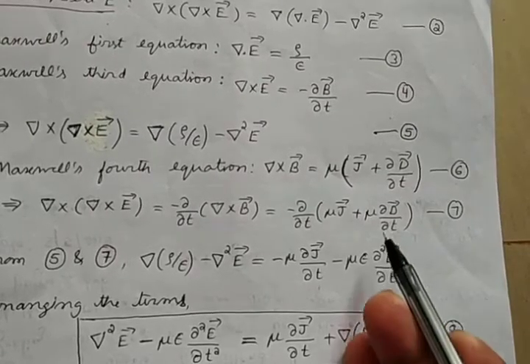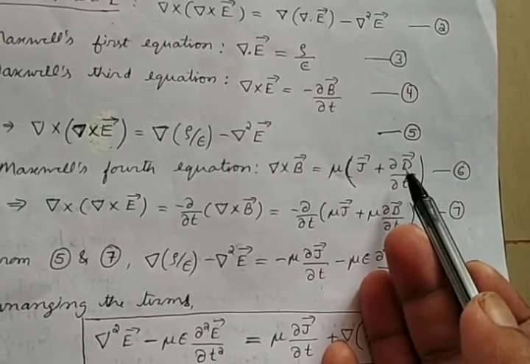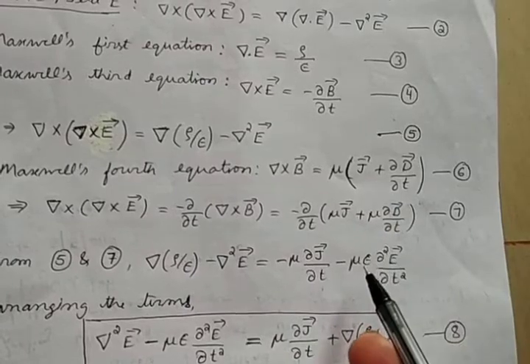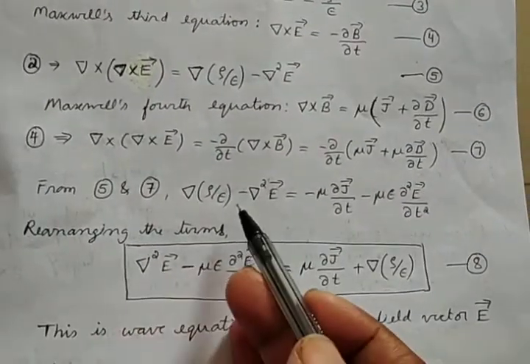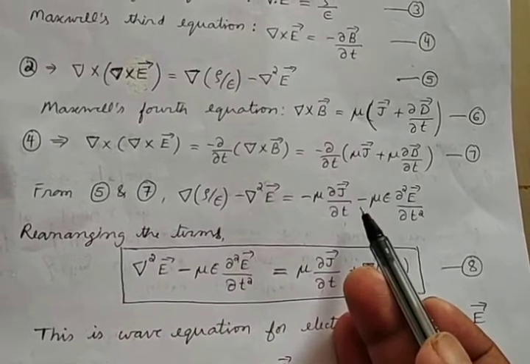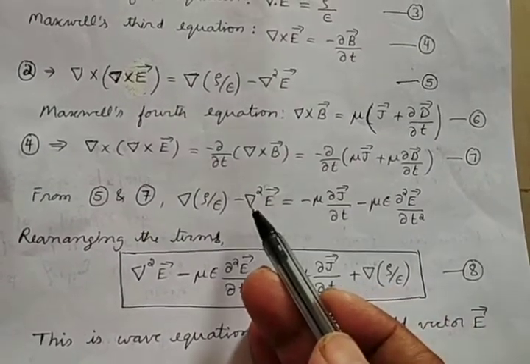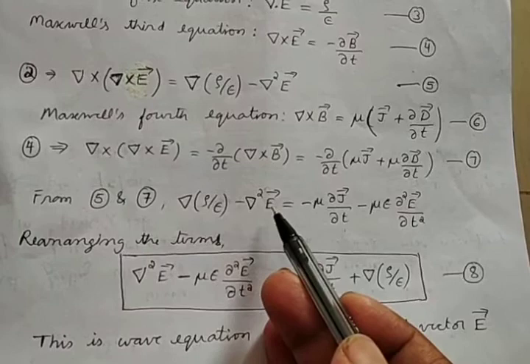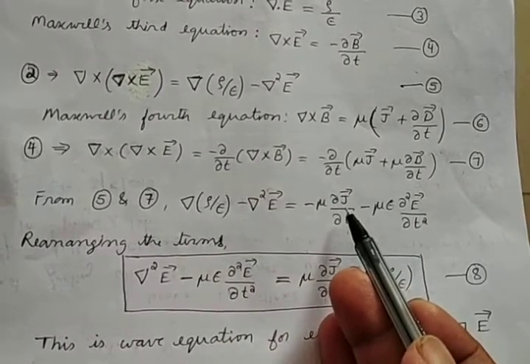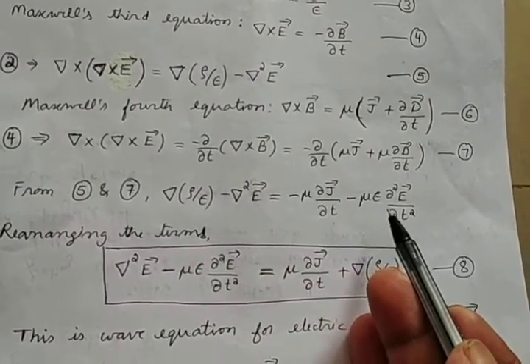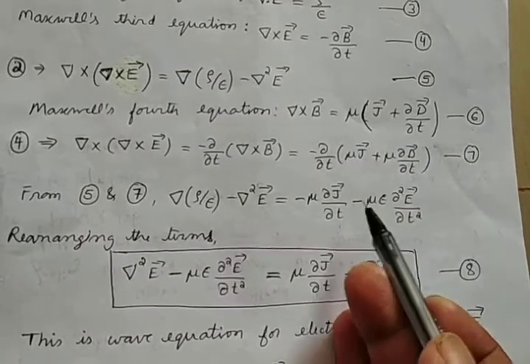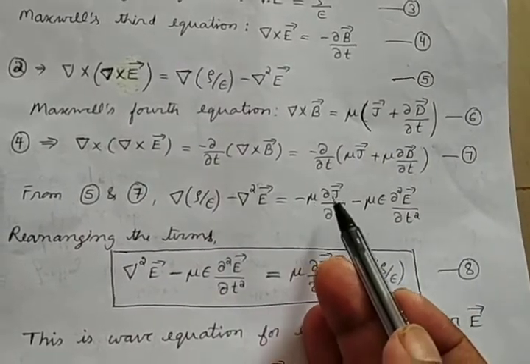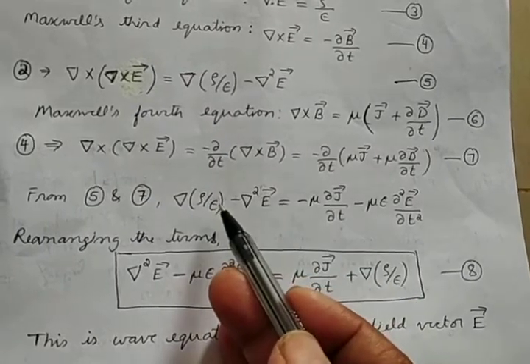Here we have written D bar as epsilon E bar. Therefore, epsilon is coming out here. So rearranging these terms in this equation, I will take this minus del square E bar to the right hand side, and this minus mu epsilon I will keep it here only, but this part, minus mu dou J bar by dou t, I transfer to this side.